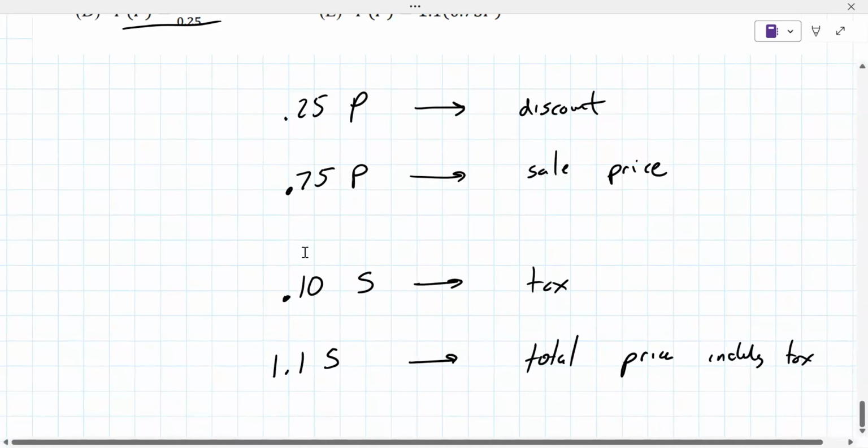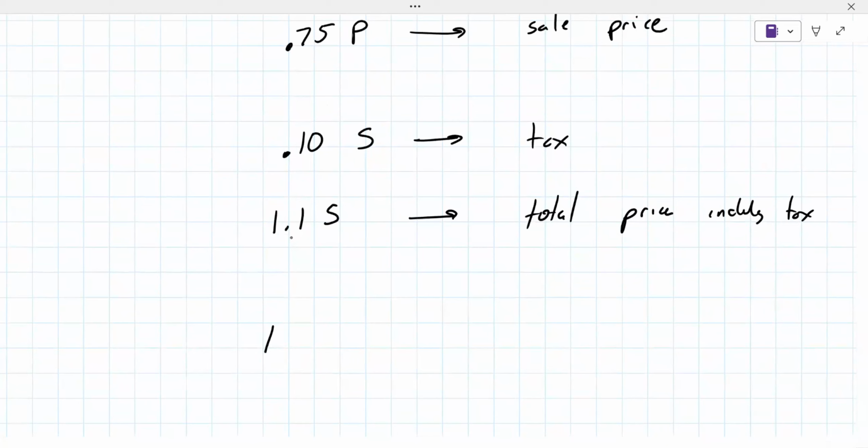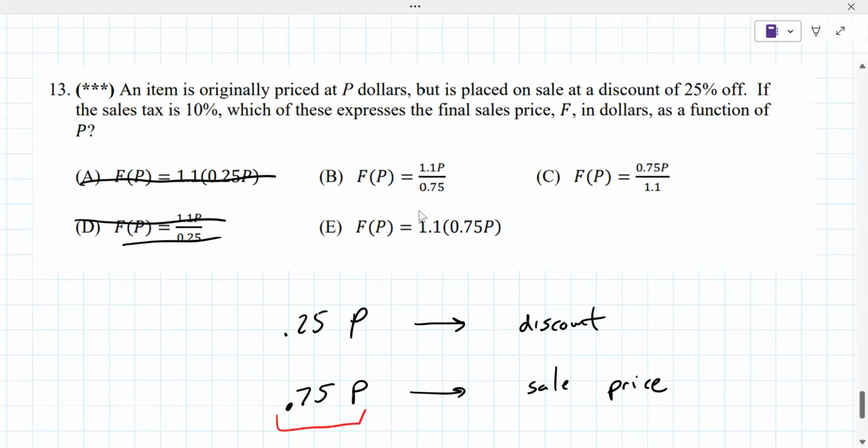Now, if you haven't bought something in a while or haven't had to think about this, because sometimes we just go to the store and we just do it, the sales tax is multiplied on the sale price. So that's 1.1 times 0.75 P, like that. Okay. I believe that gets you back to the answer.